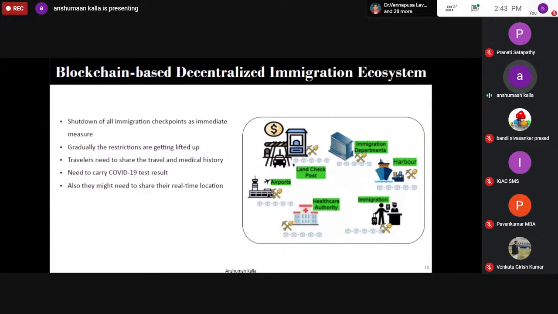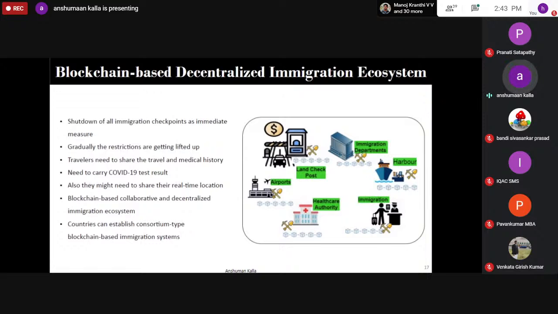Moreover, travelers might have to share their real-time location once they enter a foreign country. According to governmental policy, they might be asked to share their real-time locations by installing the contact tracing applications that we just now discussed, which are in line with the government policies of the country the traveler is visiting, right? This again gives rise to security and privacy issues, privacy being more important.